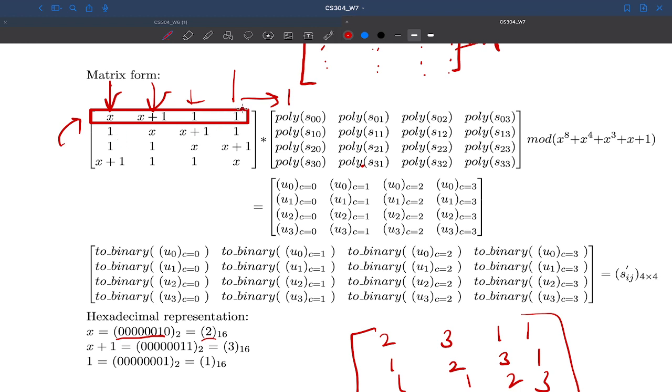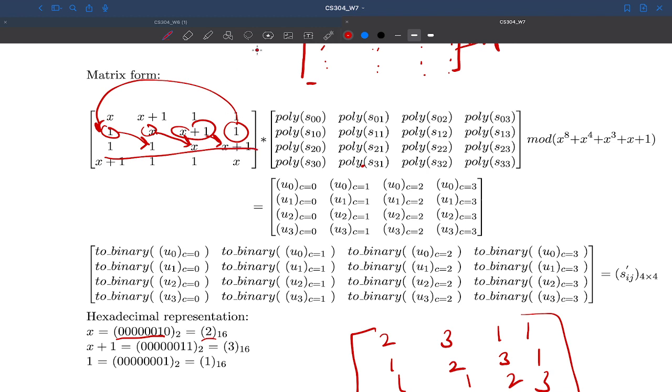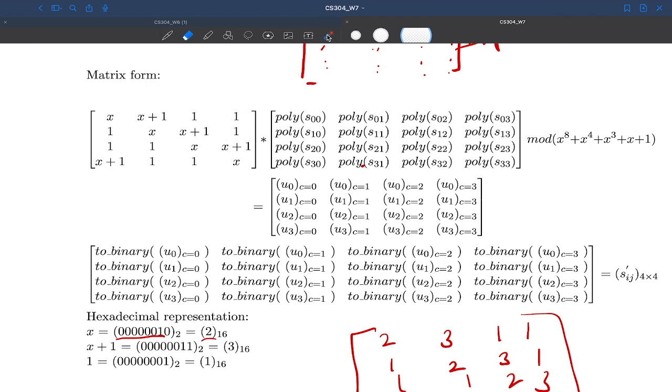What you'll get? This 1 will come in front, and all the terms get shifted to the right. So this x is shifted here, this x plus 1 is shifted here, this 1 is shifted here. Now to get the third row, shift this 1 here, shift this x here, shift this x plus 1 here, and this 1 will go to the first position. So this is how you will get the third row. Similarly, to get the fourth row, shift this row by 1 unit in the right direction. This will be my x, and this x plus 1 will come in front. So this is how you get the fourth row.